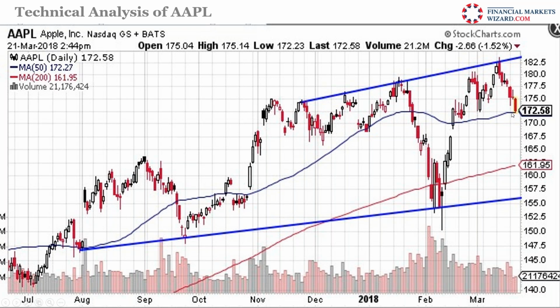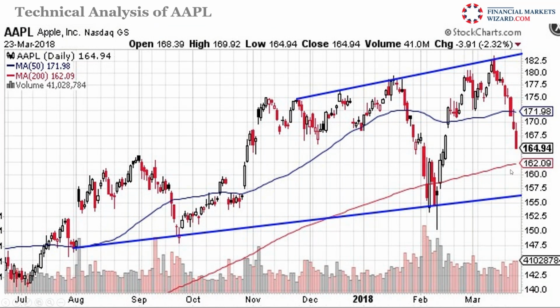So Apple on 21st of March sat on the 50-day moving average. That was the bulls' area. Now it's just falling, and this is what's happening. So Apple could drop. John asked me about Apple. What do you think? Apple right now is going towards the 200-day moving average. So 165 right now, and 162.